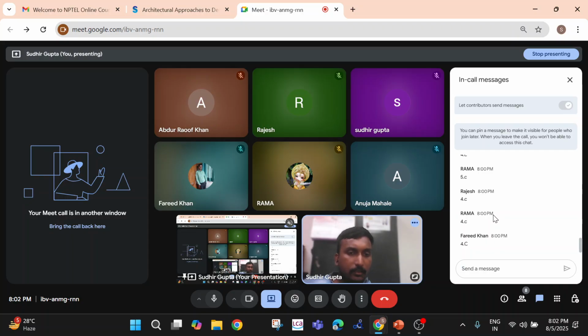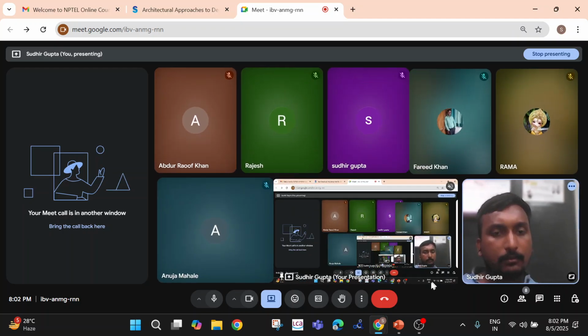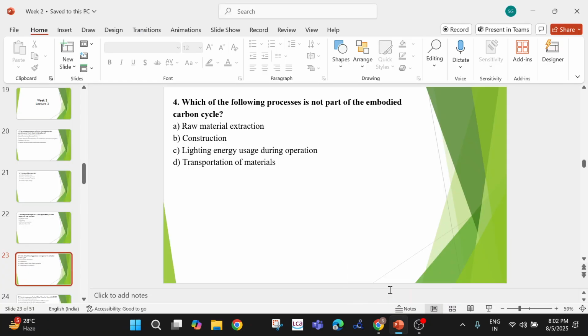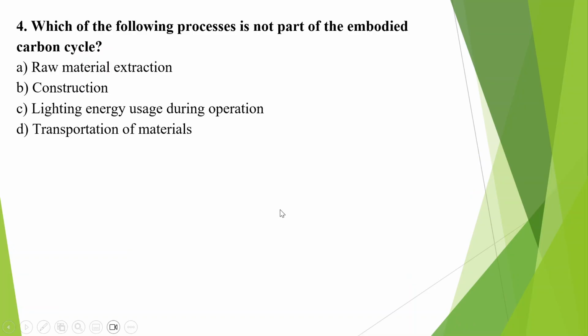As I can see, most of the people, or all of you, have given option C. Yeah, so option C is the correct answer. Other options, option A, option B, option D, like raw material extraction, construction, and transportation, all come under the embodied carbon cycle, but option C doesn't come under embodied carbon emission. So can anybody answer in the chat box? Option C comes under which carbon cycle?